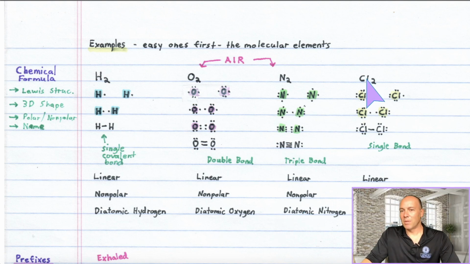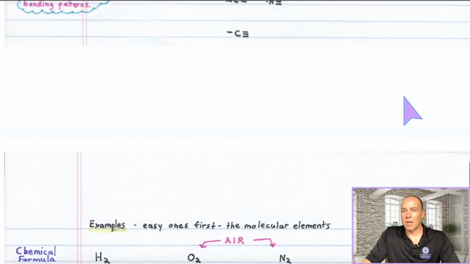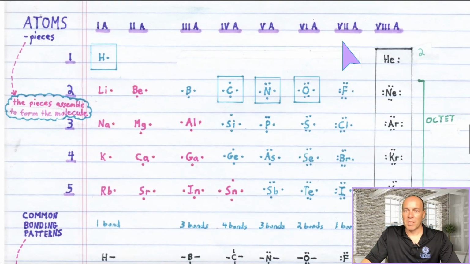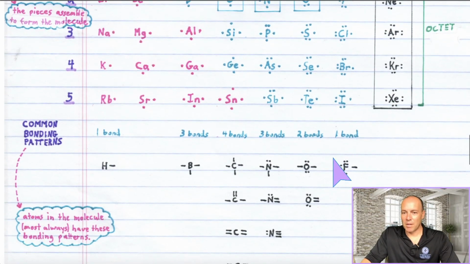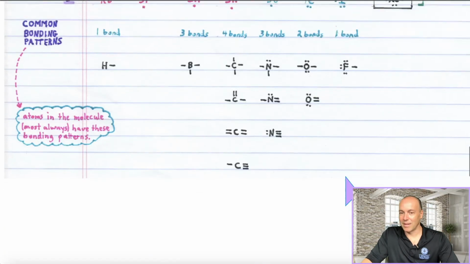Our last example is Cl2. This is chlorine, one of the molecular elements. And chlorine is in group 7A, so just a single unpaired electron. I'll remind you, chlorine, like the rest of the halogens in group 7A, look like this, 7 valence electrons, and their bonding pattern is pretty simple. You have 3 non-bonding pairs, and then 1 bonding pair. So that's what it has to look like.